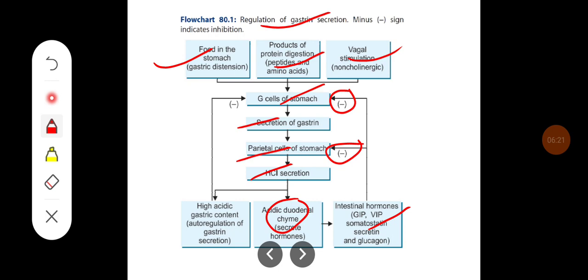Whereas HCl secretion, which causes highly acidic contents, can directly act on the G cells to reduce the gastrin and HCl secretion.